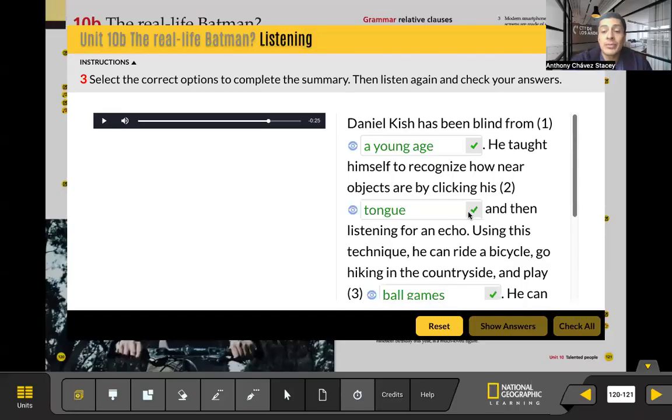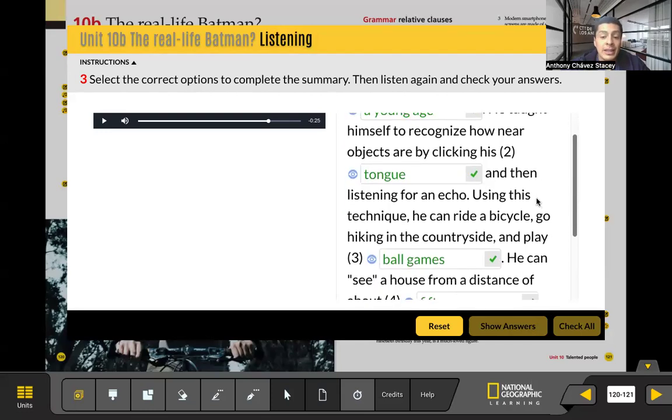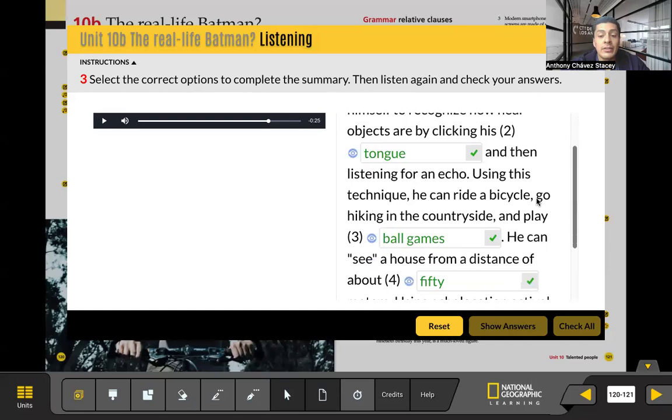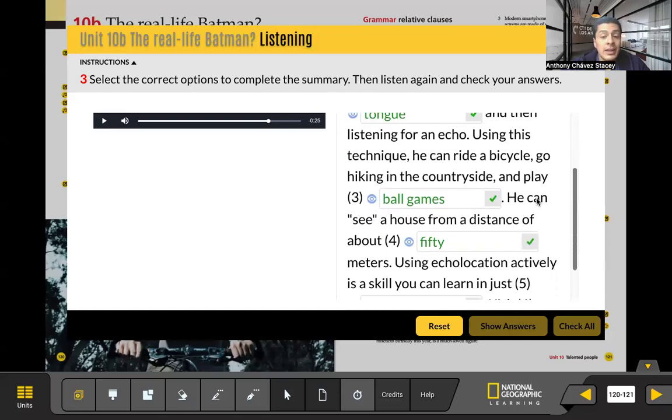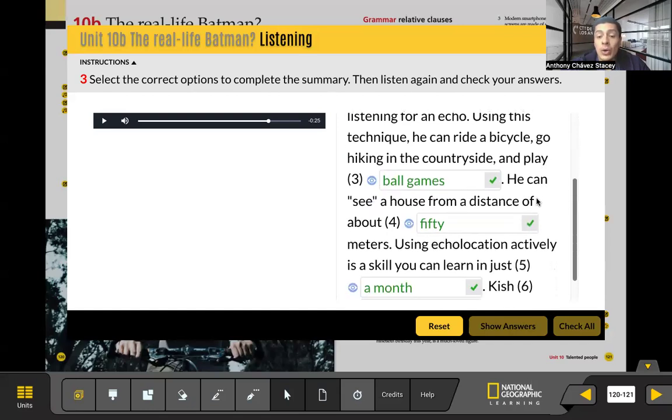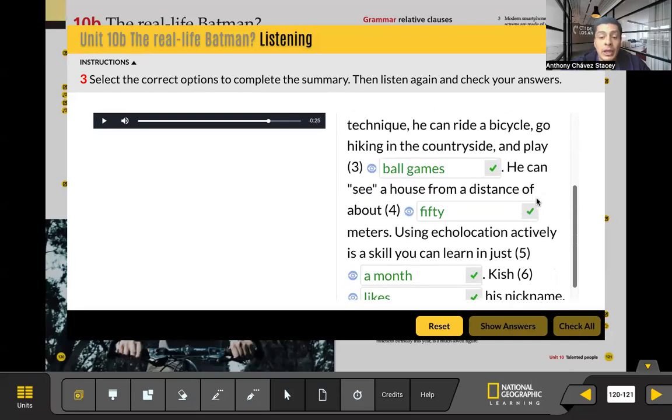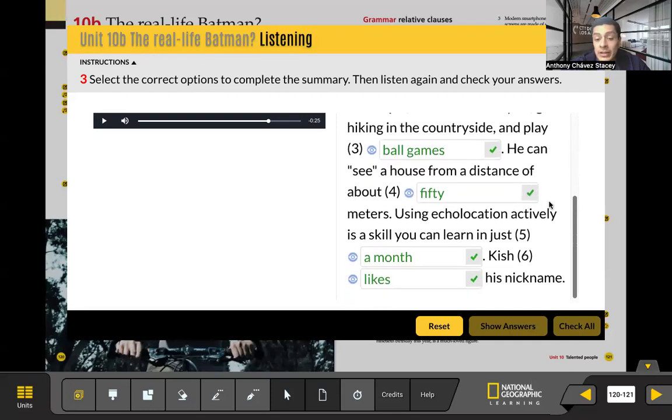Daniel Kish has been blind from a young age. He taught himself to recognize how near objects are by clicking his tongue and then listening for an echo. Using this technique, he can ride a bicycle, go hiking in the countryside, and play ball games. He can see a house from a distance of about 50 meters. Using echolocation actively is a skill you can learn in just a month. Daniel Kish likes his nickname.